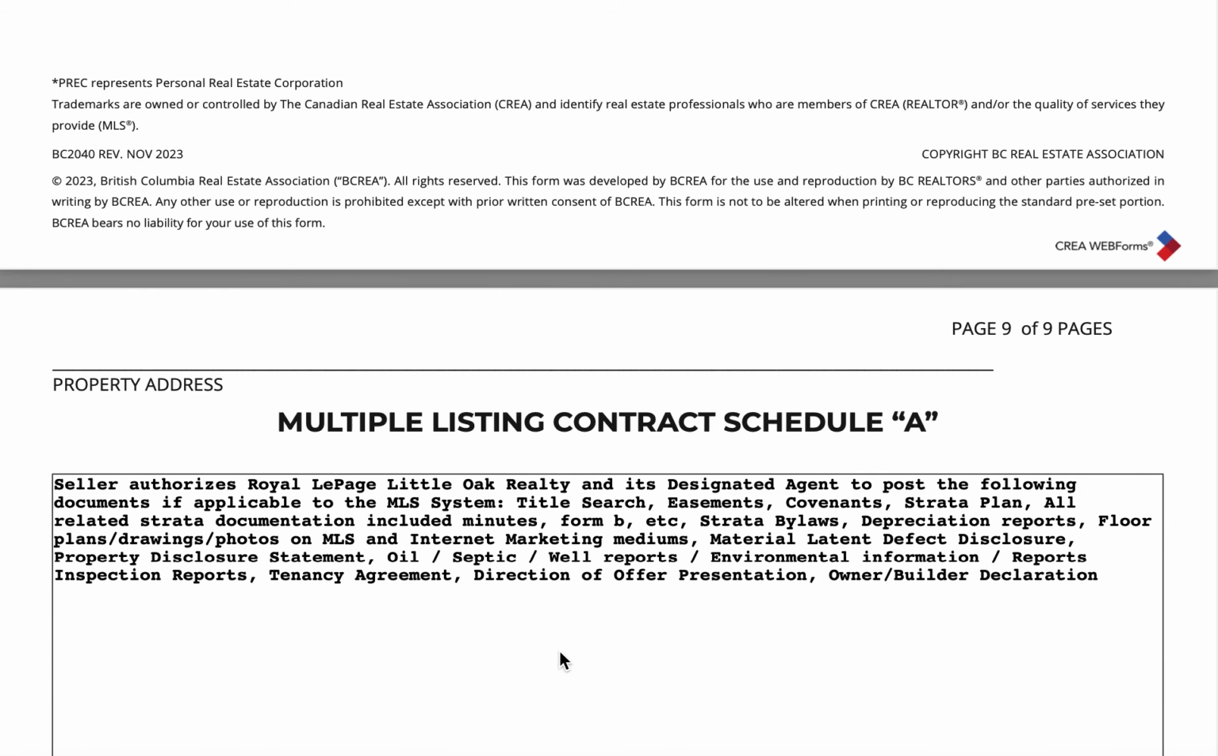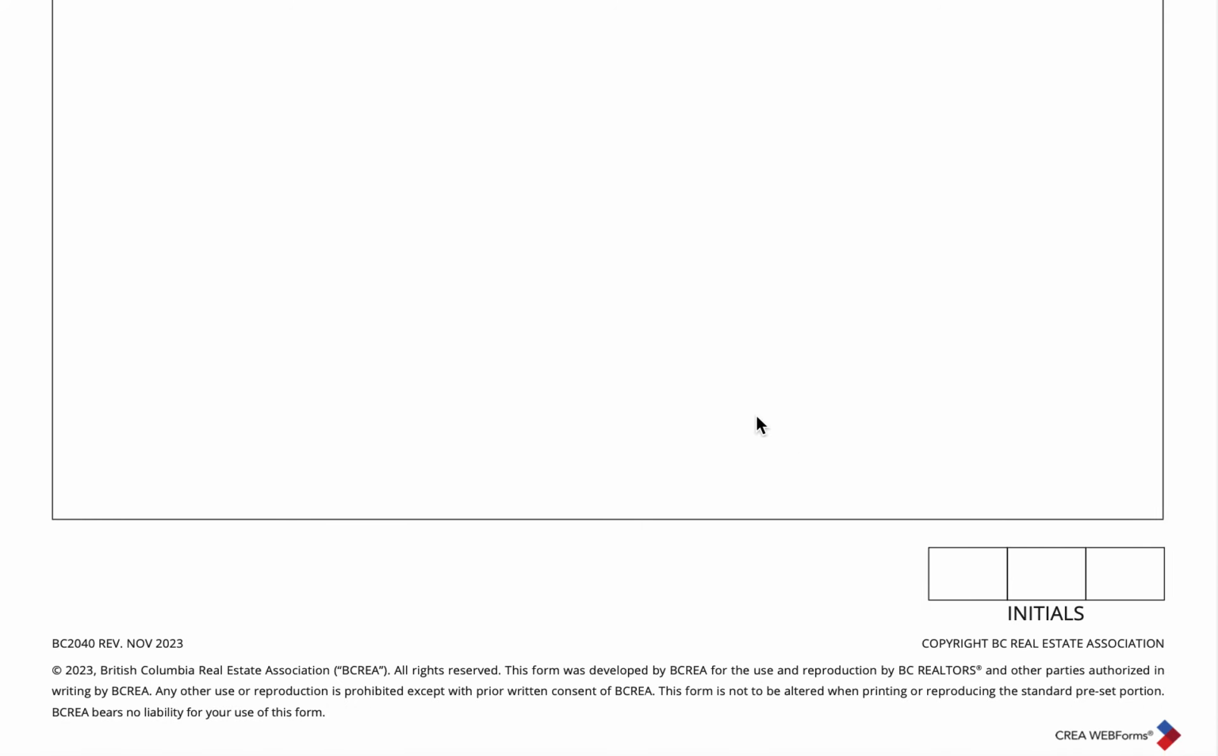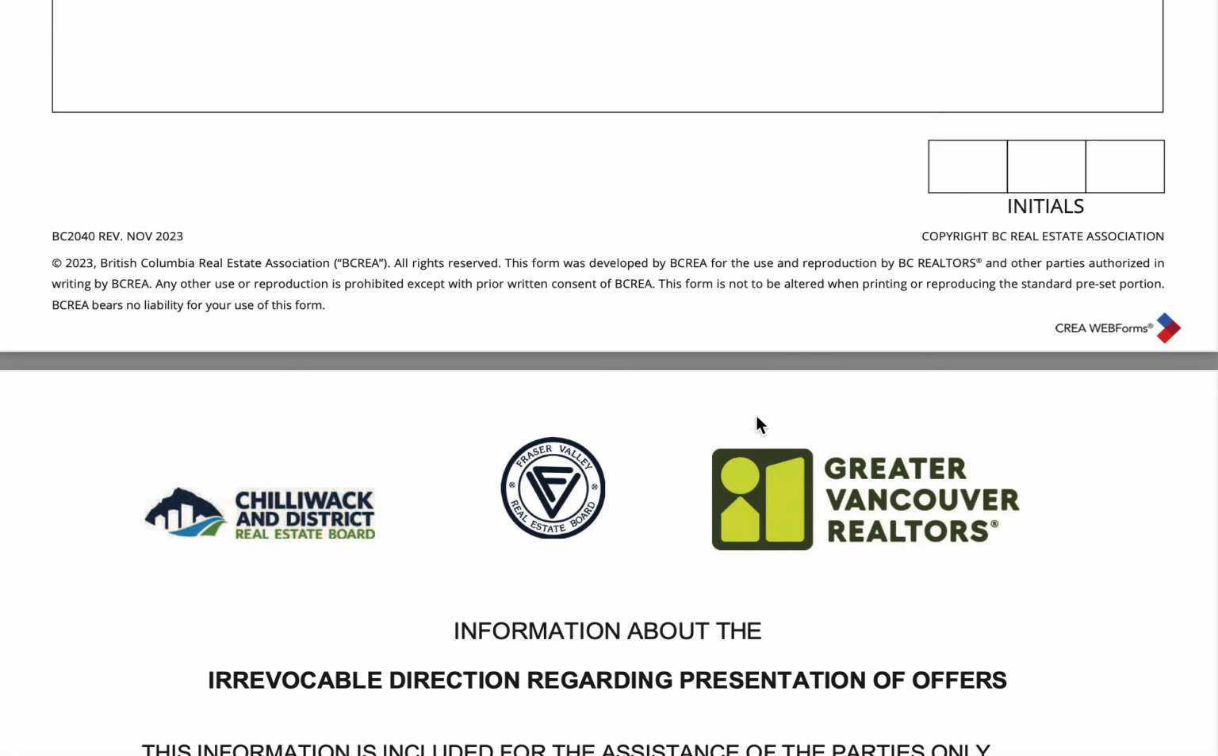Schedule A is where we would put any specifics that you wanted me to disclose, or if we wanted to have a specific time frame for when we had our first showings. We're going to put that in the Schedule A here, and then it forms part of the contract. And we would initial the bottom page. So after those pages, the multiple listing contract is done, which is great.